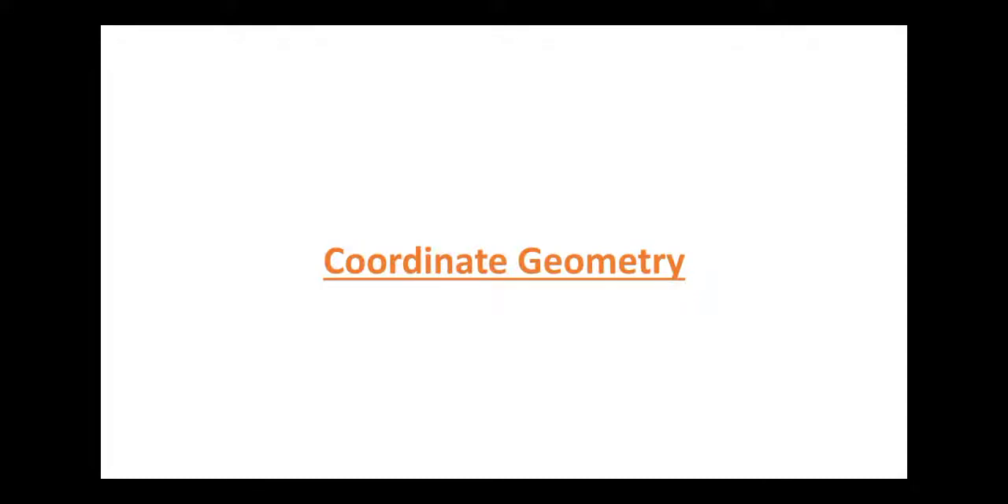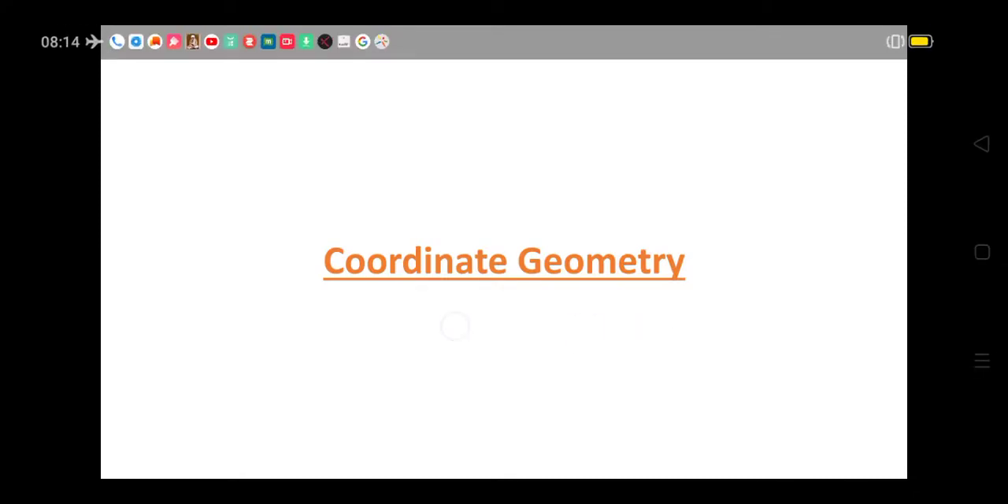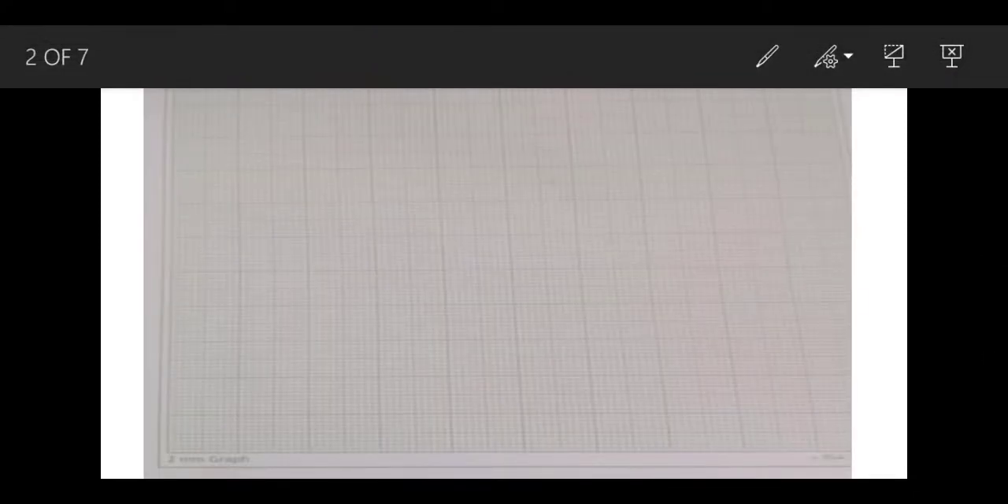Good morning. Starting with a new topic, coordinate geometry. Here we will use graph. In class 9, we have to use 2 centimeter or can say 2 millimeter graph, which is shown here. Usually there are two types of graphs available, that is 1 centimeter and 2 centimeter. But for the ICSE class 9, we have to use 2 centimeter or can say 2 millimeter.